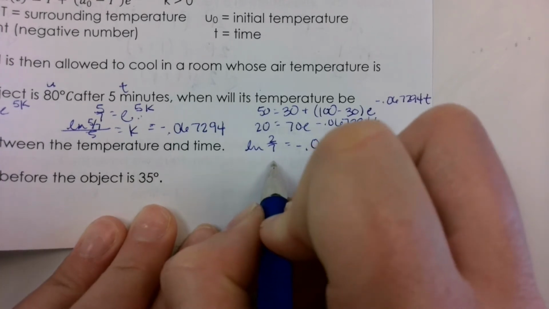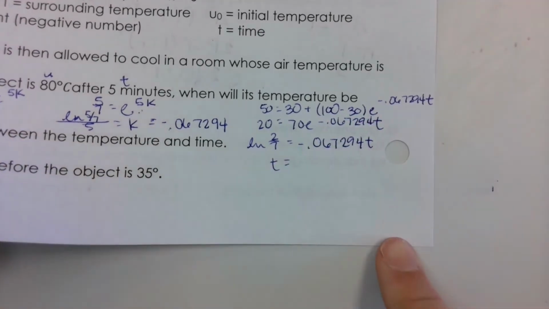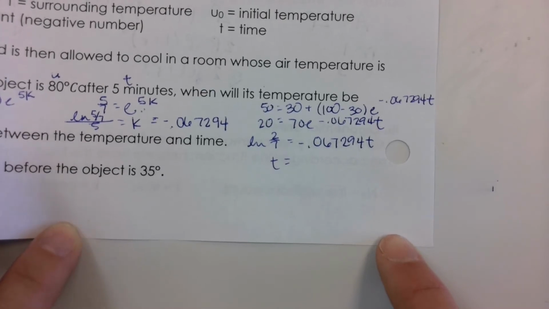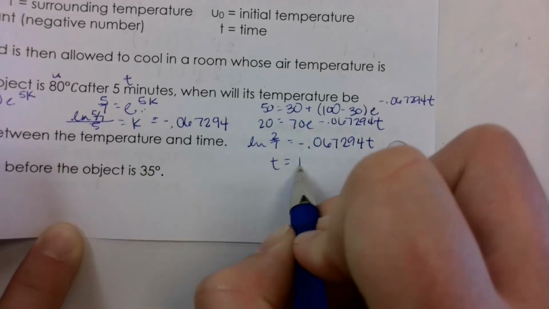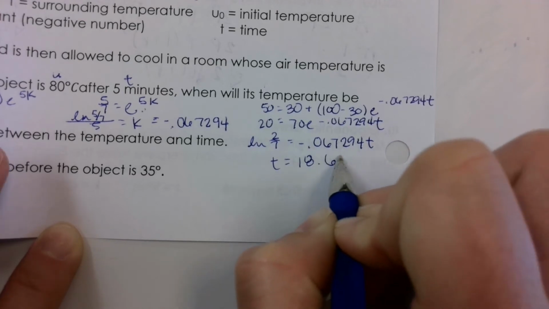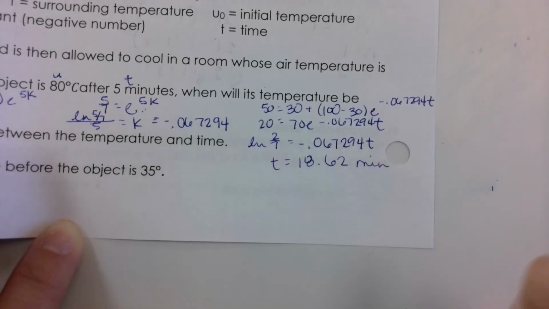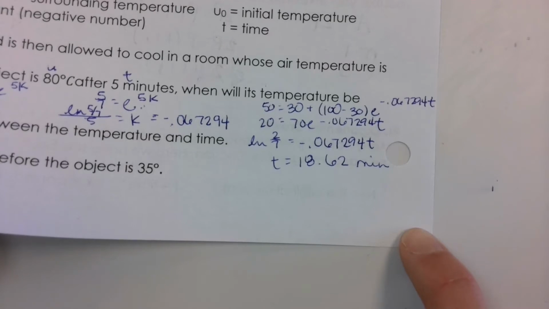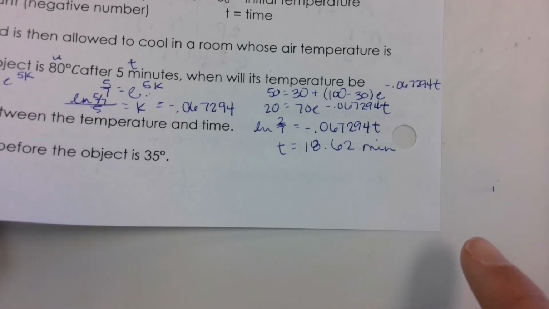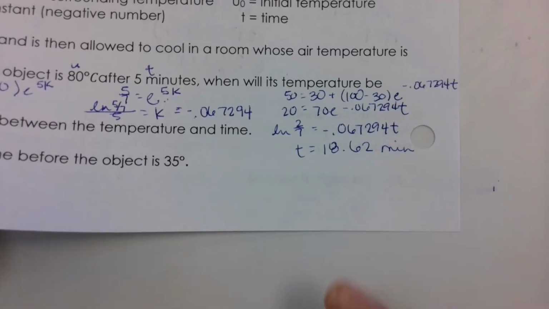I'm not going to write that out, but you can type that in your calculator, and what do we get? 18.62, and this is in minutes. 18.62 minutes. Is that all right? Questions? Alrighty. So that's that one.